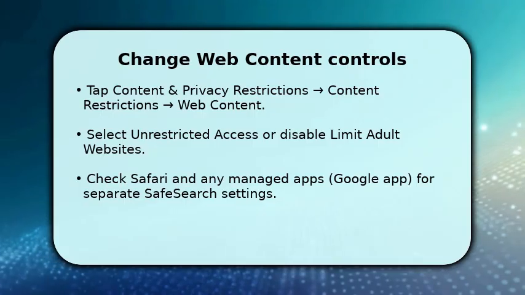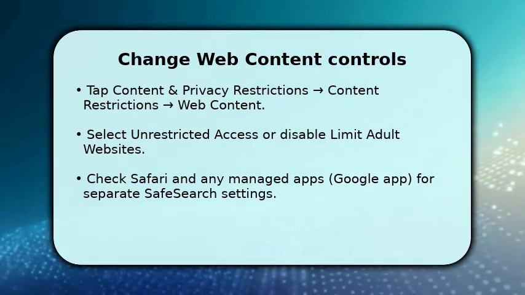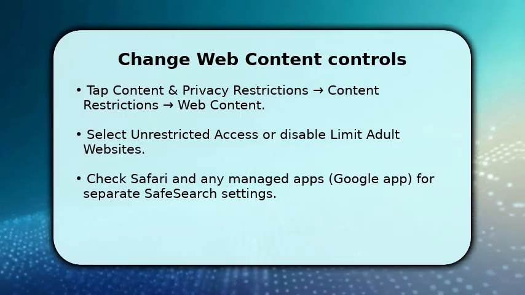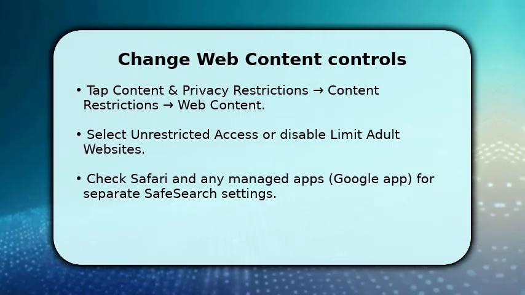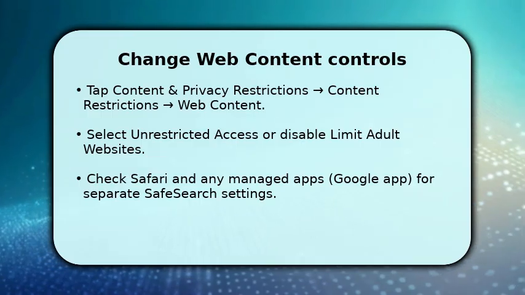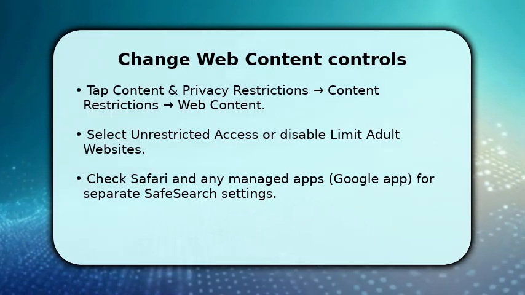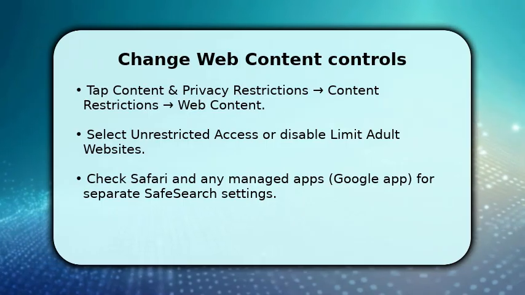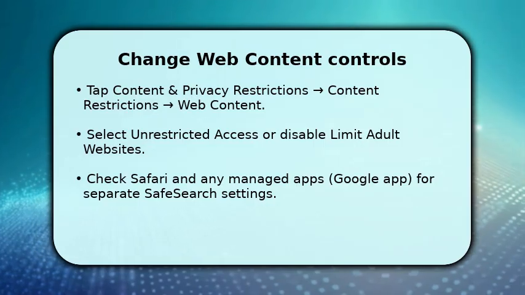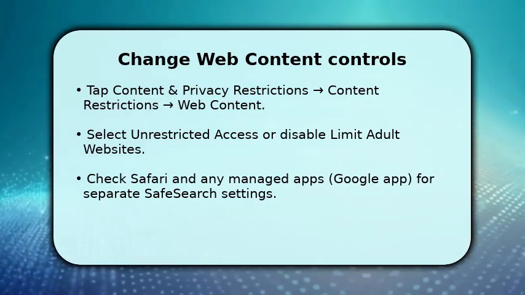Next, tap Content and Privacy Restrictions, then Content Restrictions, and choose Web Content. Select Unrestricted Access to remove safe search limits, or explicitly choose to disable Limit Adult Websites so Safari won't filter results. If you use the Google app, open that app's settings and turn off safe search there too, because some search apps enforce their own filter. Once done, make sure changes are saved.